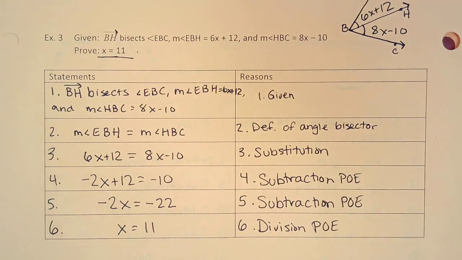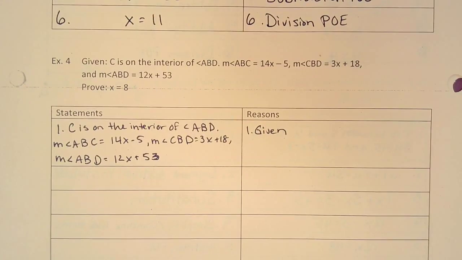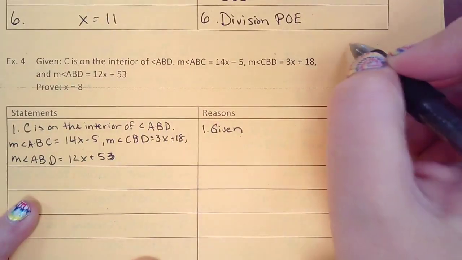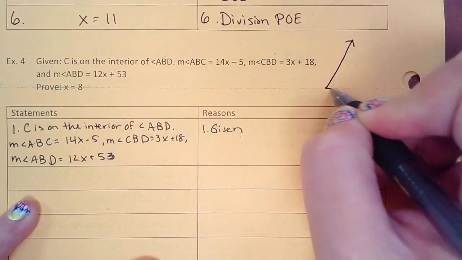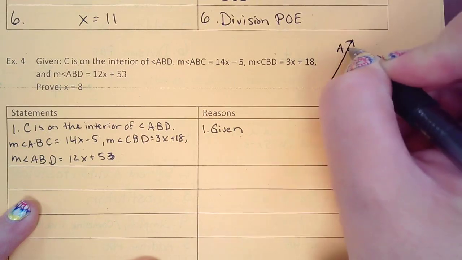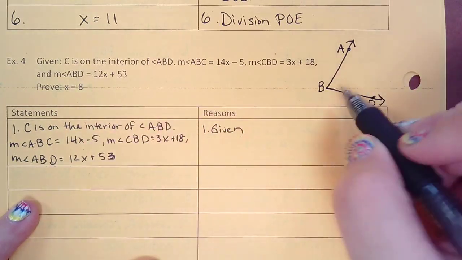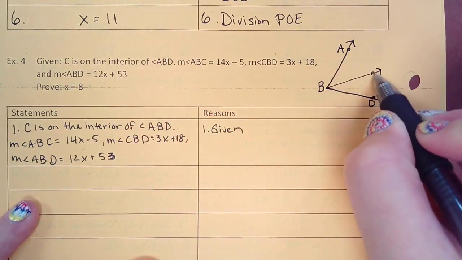Number 4, take a second, pause the video, and write out your given step. Okay, now that you've written out the whole given, let's draw the picture. It says C is on the interior of ABD. So we have angle ABD. C is on the interior. It's not saying it's cutting it right in half, so that means we have this ray and C somewhere in the middle.